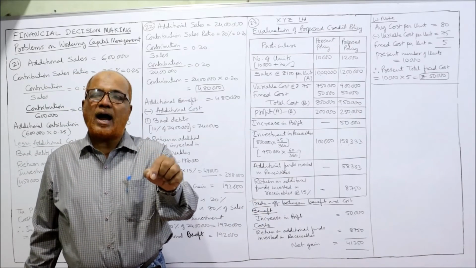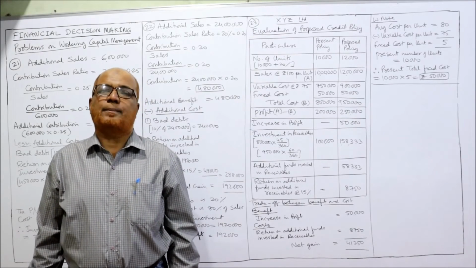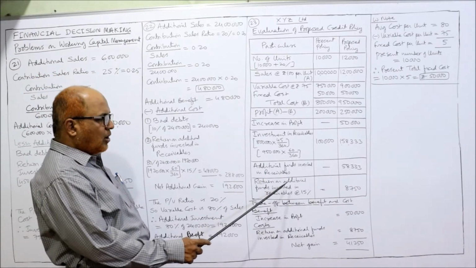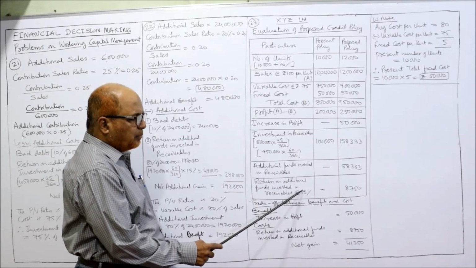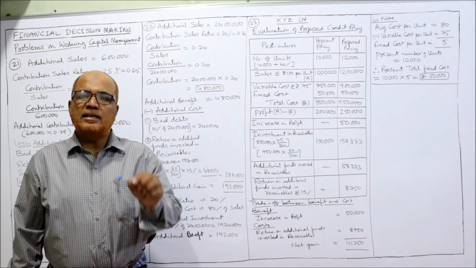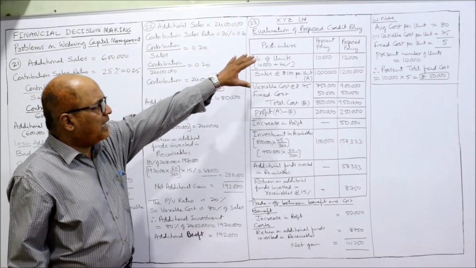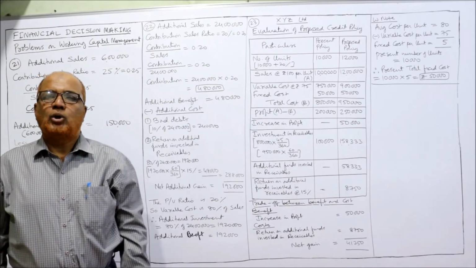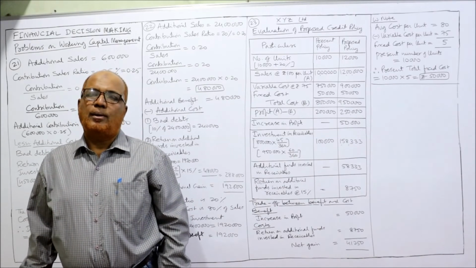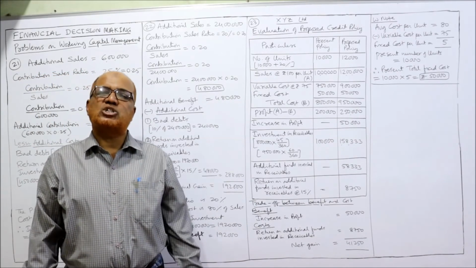The return required on additional funds invested in receivables is 15%. This is the cost of capital. So the company needs 15% on additional funds. 15% of 58,333 comes to 8,750. This is the return on additional funds invested. That's it. So by evaluating this information, two things we come across: one is the benefit, the other is the cost. The benefit is the profit. The cost is the return required on additional funds invested.